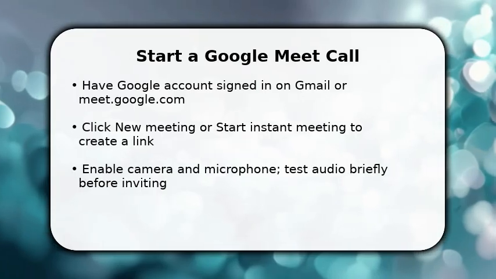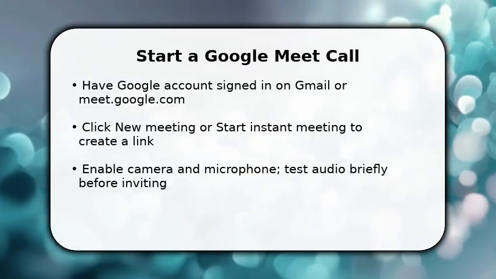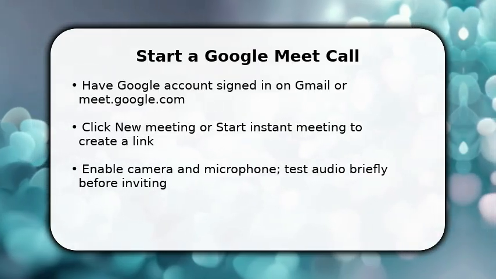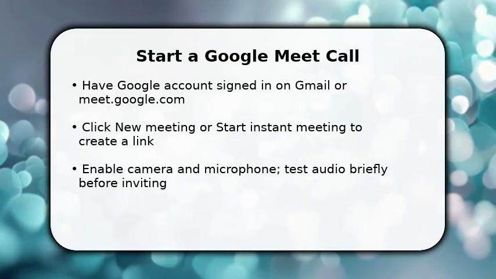You begin by opening Gmail or Meet.Google.com and signing in. This ensures your account settings and contacts are available. Click New Meeting, then choose Start Instant Meeting to generate a link immediately.